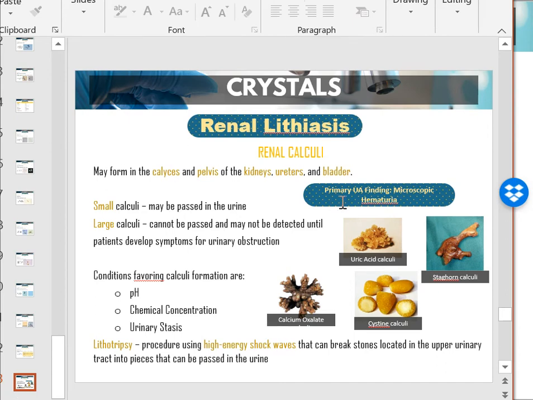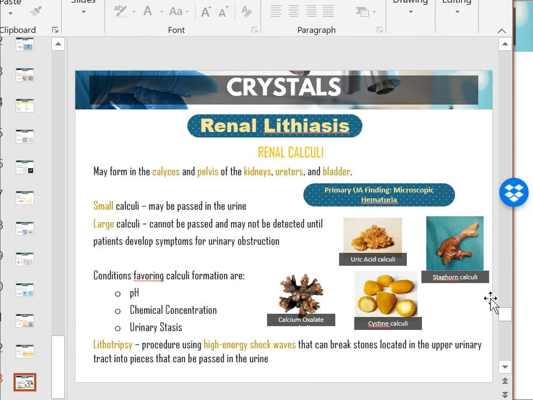So, we have here your primary UA finding, hematuria, okay? We have the uric acid calculi. We have your staghorn calculi, right? We have your cystine calculi and your calcium oxalate as your primary constituent. Alright?